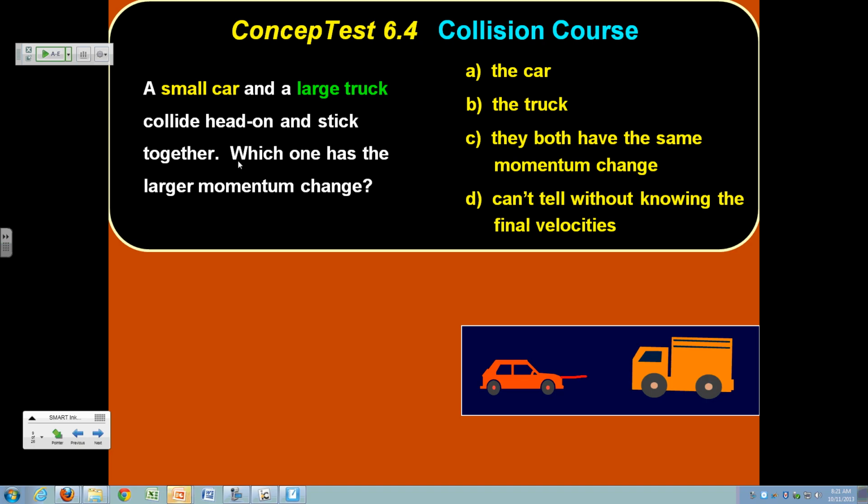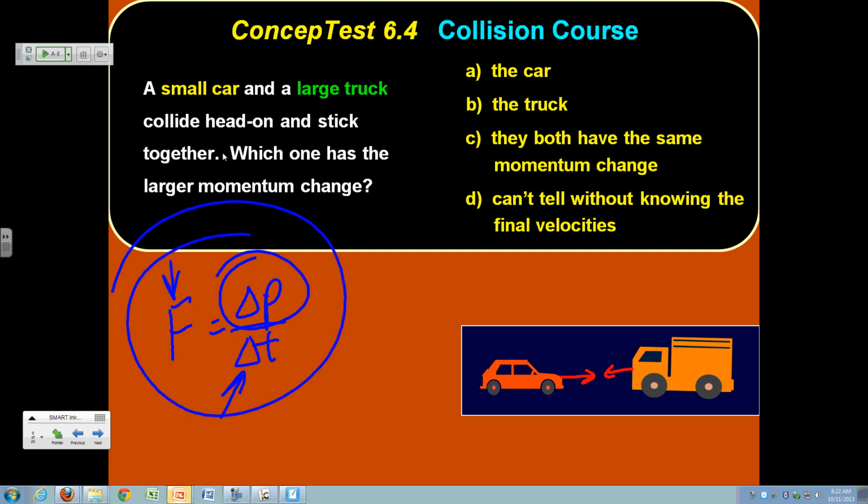So remember Newton's third law says if I have a force in this direction, I have an equal and opposite force in this direction. So when the two objects collide, they both feel the same force, just opposite directions. And since I know that F is equal to delta P over delta T, if they feel the same force in the same amount of time, which they do, they have the same change in momentum. So C is the right answer. You want to remember this relationship. It'll come up a lot in some of these questions.